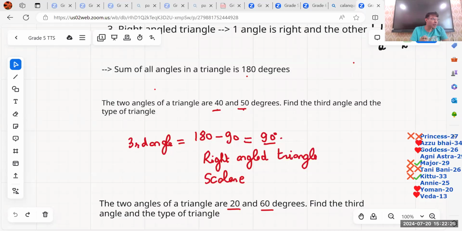Beta, remember the sum of all angles of a triangle is 180 degree. Two angles are 20 and 60. What will the third be? It's pretty obvious and simple.